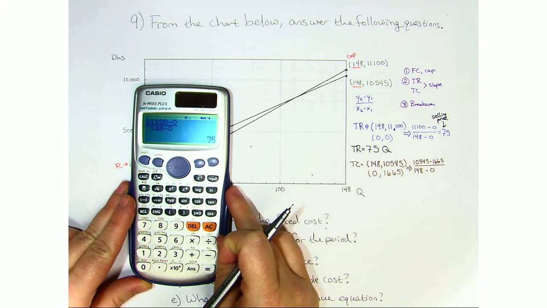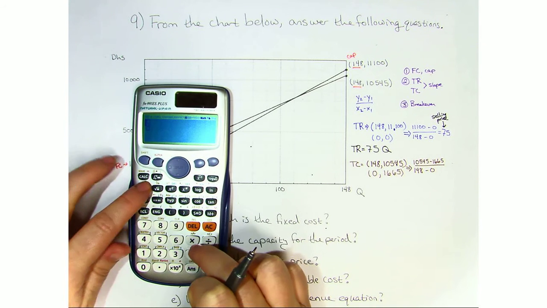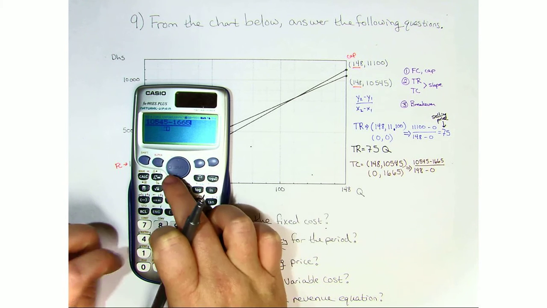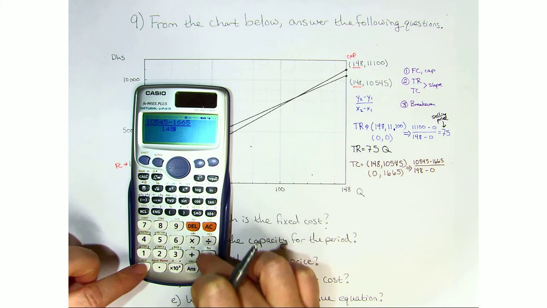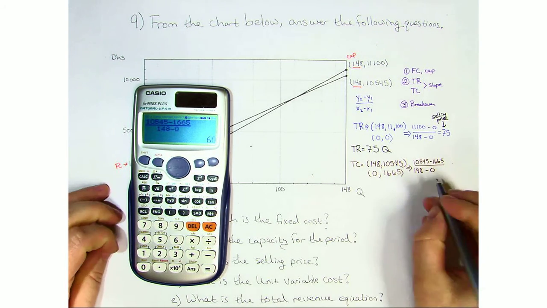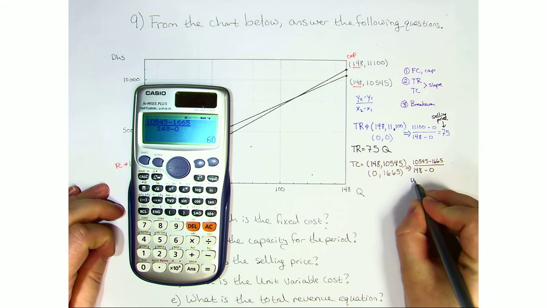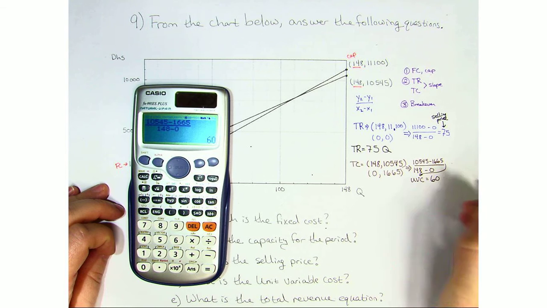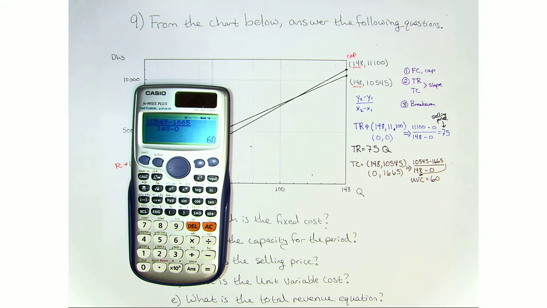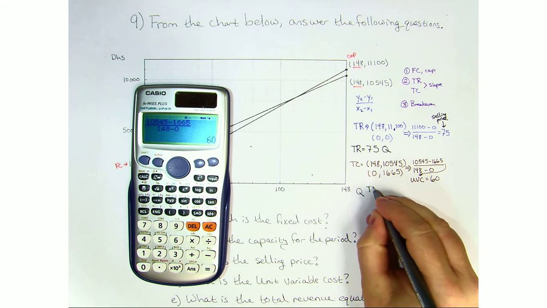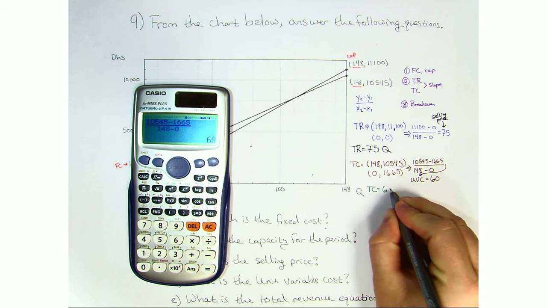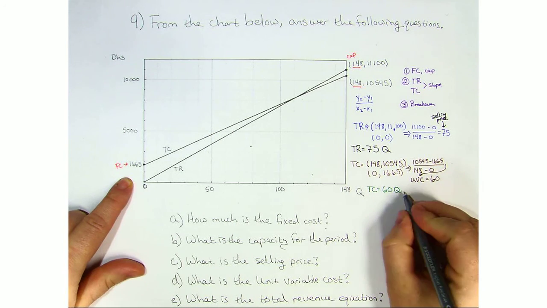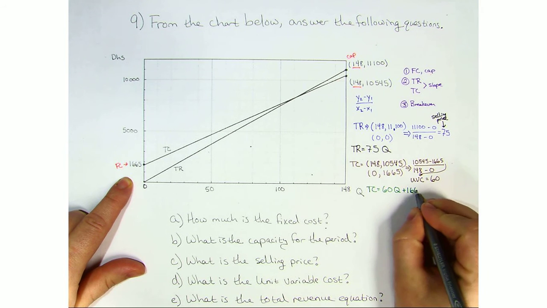So we have fraction 10545 minus 1665 divided by 148 minus 0. And we get that our unit variable cost is 60. So our formula for total cost equation is 60Q. However, you do have to add in your fixed cost, plus 1665.